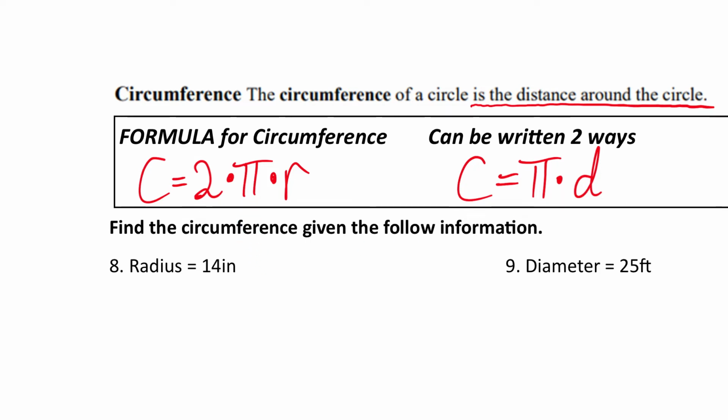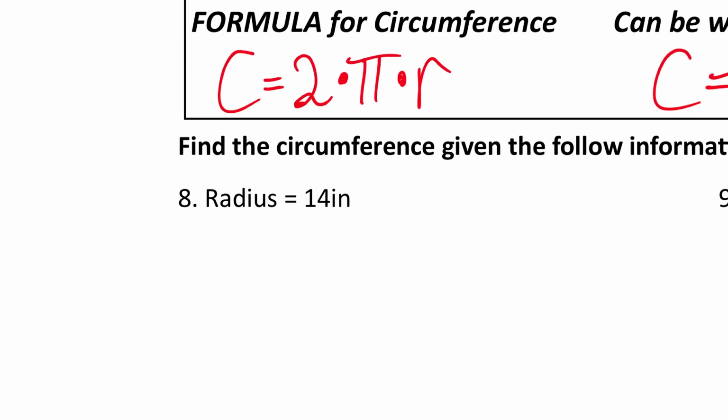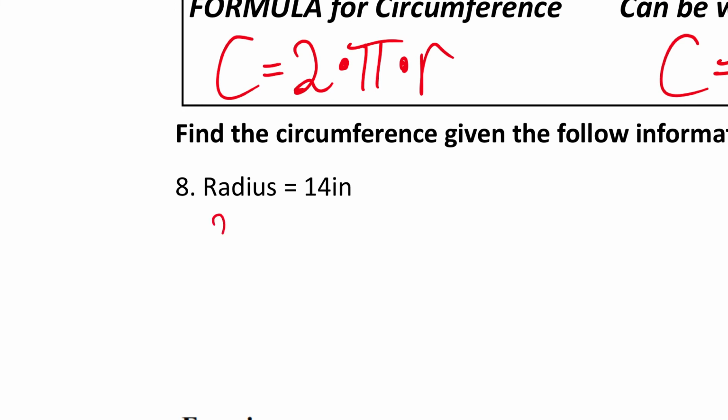It's just, what information are they giving to you? Like on this one right here, the radius is 14. So since they give me the radius, I'm just going to plug it in here, 2 times pi times 14. If they give me the diameter like on this one, I'm just going to plug in 25 for the diameter and just use that one. So they're the exact same thing. It just depends on what they give you, just to make it easier. Okay, so we want to know the circumference. So I'm just going to go 2 times pi times 14 on this one. I want to know the circumference when the radius is 14.